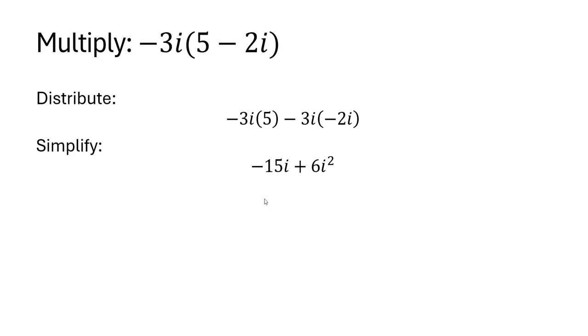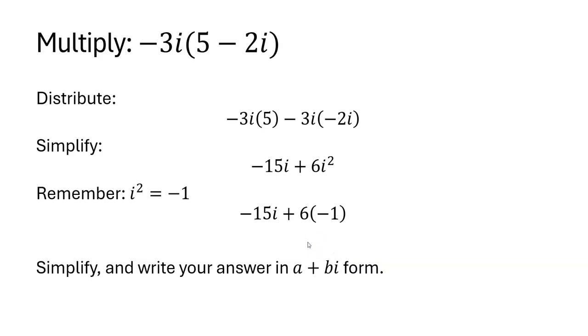Well, we aren't finished with this problem, because remember, i squared is -1. So where you see that i squared, we're going to substitute in that -1. So we end up with -15i plus 6 times -1. So let's simplify. 6 times -1 is -6. And then we put that in the front, because remember, a plus bi means the constant comes first. And since our constant is -6, that starts, and then that -15i. Remember, a negative and a minus sign are essentially the same thing. So we have that piece there.